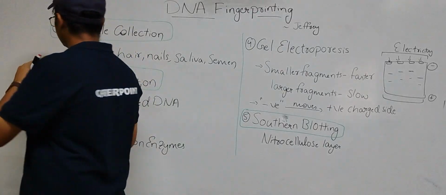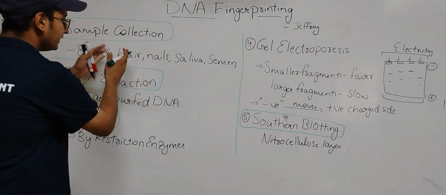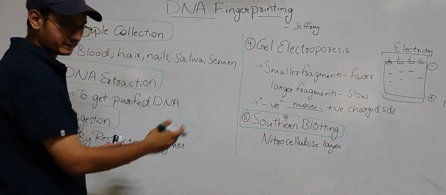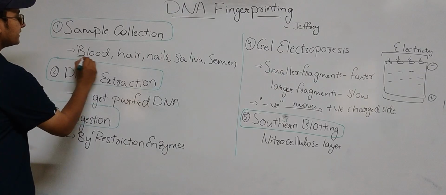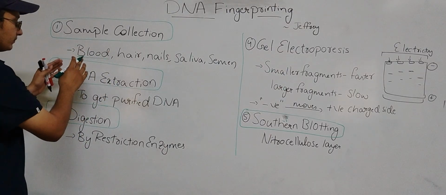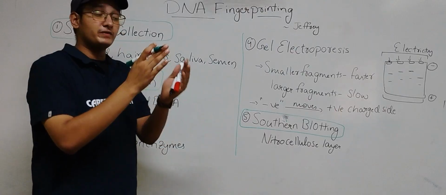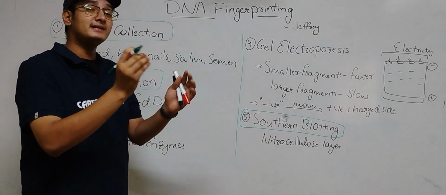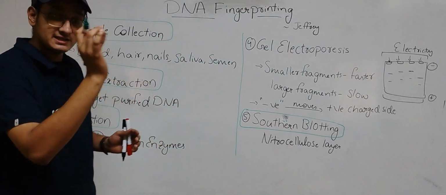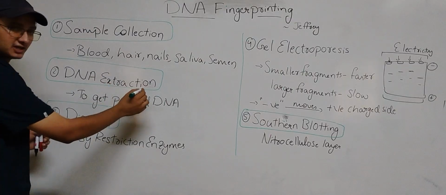So first we have collected the samples, which might be blood, hair, nails, saliva or semen. Suppose we have taken the blood. Now there are different kinds of parts in a cell, so we need to remove them. Only then can we get the DNA. That's the reason why we are doing DNA extraction.